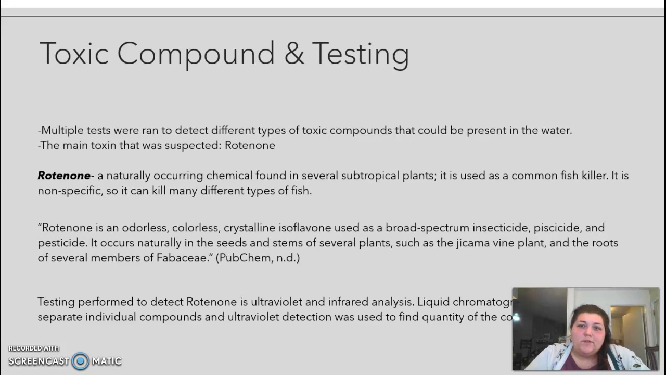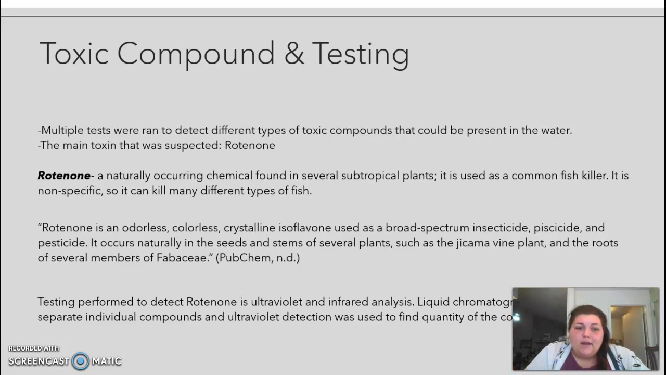Multiple tests were performed to see what toxic compounds could be present in the water, but we did have a suspicion about a specific one, and that was called rotenone. Rotenone is a type of chemical that is found in subtropical plants. It's typically found in the seeds, the roots, and the leaves of the plant, and it is used as a fish killer. It's kind of like an insecticide or a pesticide. I do have a little note in here from PubChem that says that rotenone is an odorless, colorless, crystalline isoflavone, and it is used as a broad-spectrum insecticide and pesticide. So it is a very common toxin.